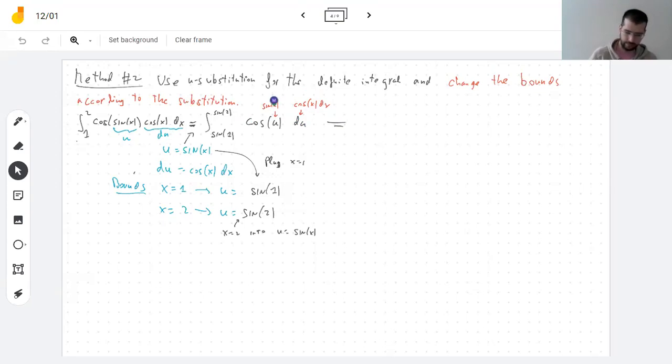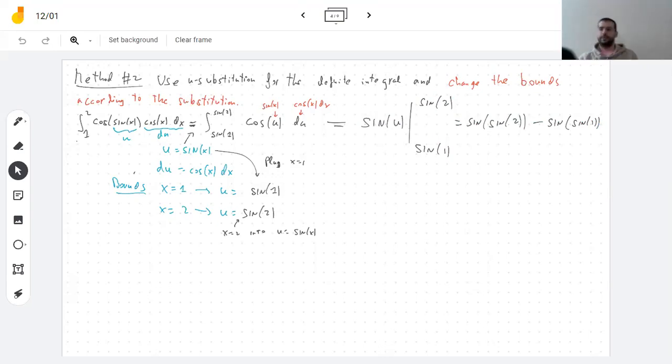So the integral of cosine is sine. And to do the definite integral, what I need to do is plug in the bounds I have. So you plug in u equals sine of 2, u equals sine of 1, and of course you get the same answer we had before. So these really are pretty similar. I'm not discovering here two completely different methods for anything.